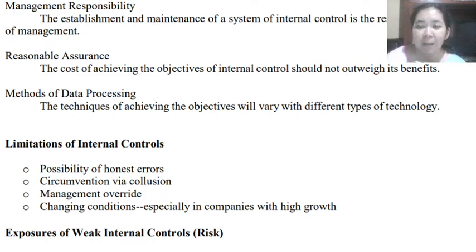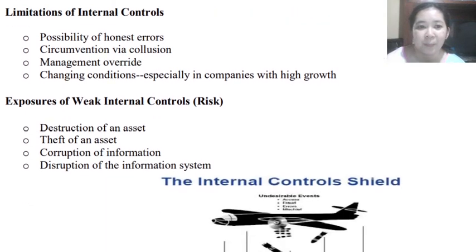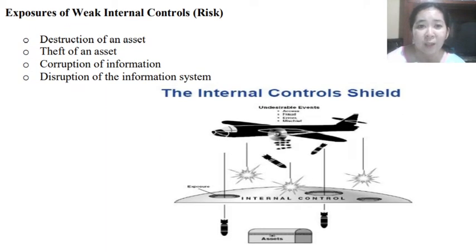Although initially or mainly, these internal controls should be the shield against any fraud or misappropriation that will take place in the entity. So exposures of weak internal control, or these are the risks where internal controls may be weak. Meaning, there are established internal controls but they were not followed, they were ignored, they were violated. Okay, so destruction of asset, theft of an asset, corruption of information, disruption of the information system. So if these are present in your organization, meaning to say your internal control is weak because the internal controls that you have to avoid it are not effective, were not followed. So that's why it existed.